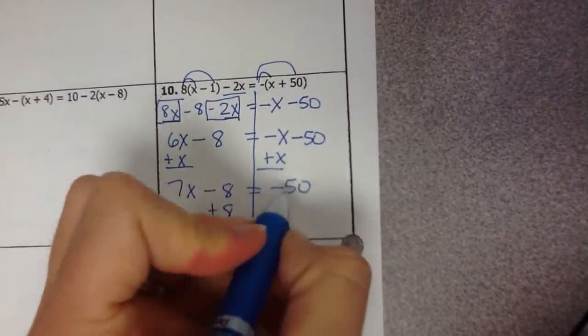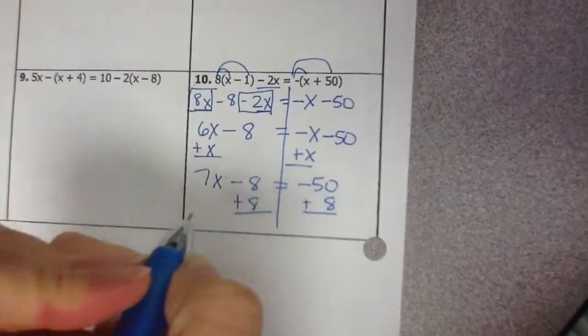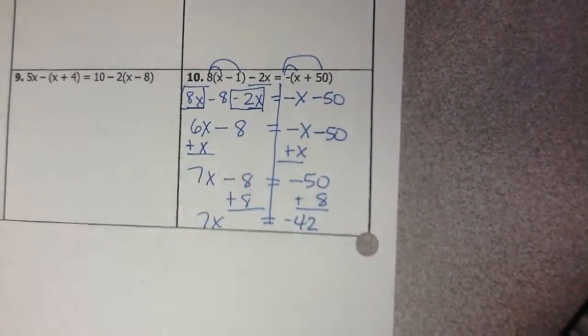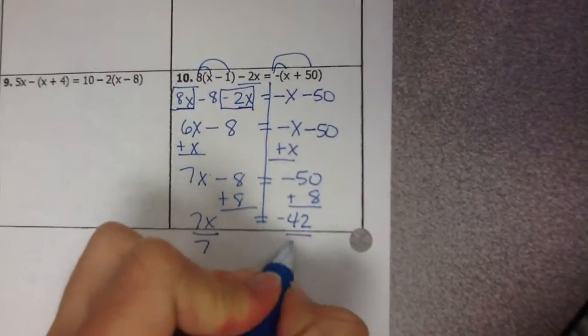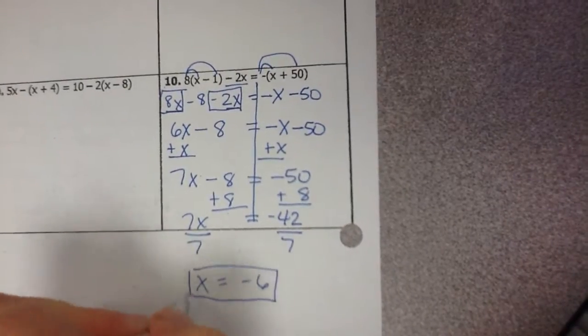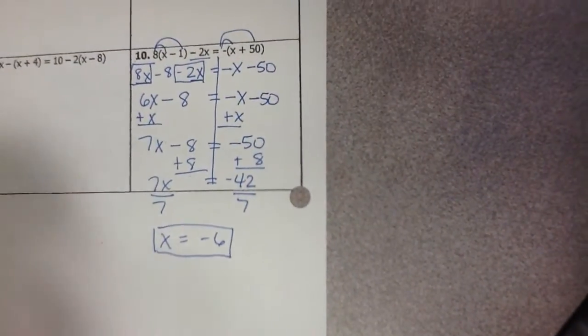So now I just have a two-step equation. So 7x equals negative 42. After I add 8 to each side, I divide by 7. x equals negative 6. Now I have to come down here and check.